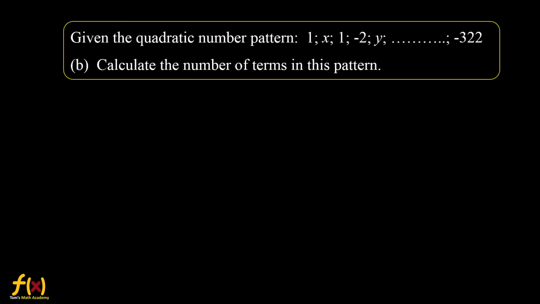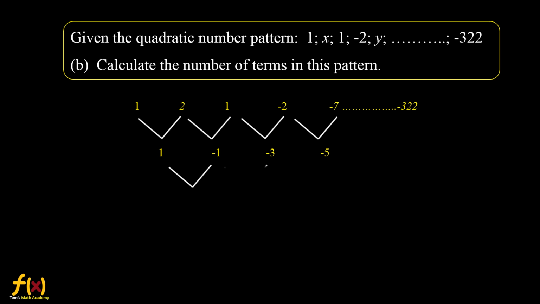Question continues. Part b, calculate the number of terms in this pattern. So once we get x and y, we can substitute into the sequence. We get the numbers. Our question is to calculate up to minus 322. Okay, calculate the number of terms up to minus 322. So we go ahead with the first differences and then we go for the second differences very carefully. Second difference is minus 2.